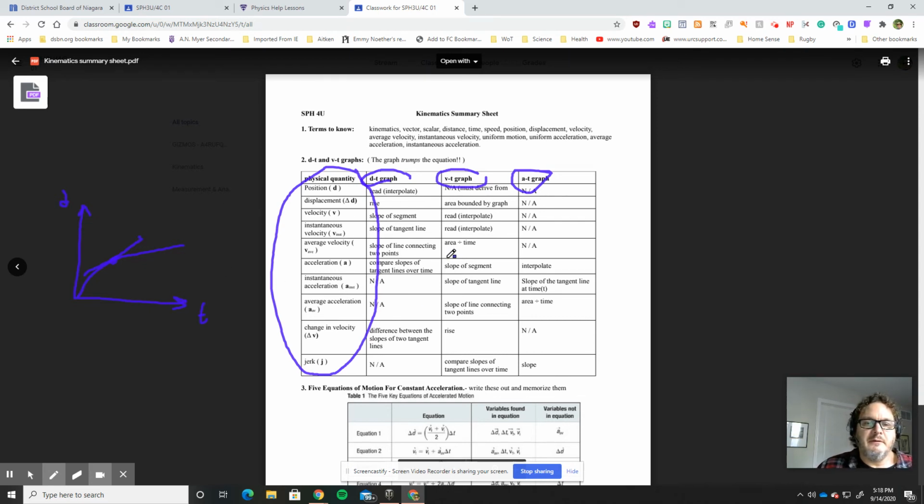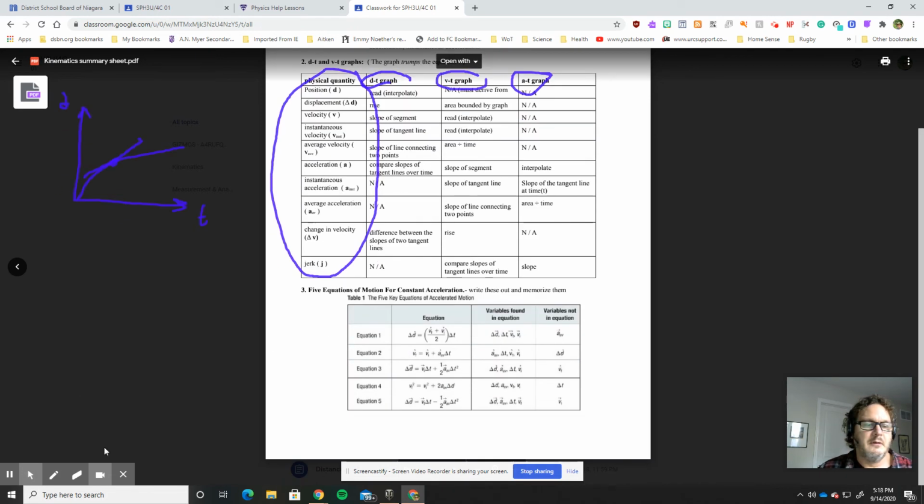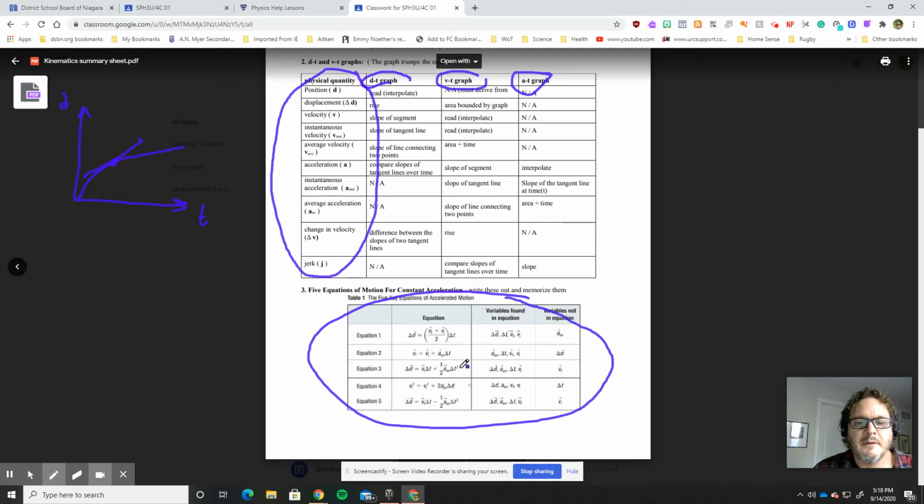So basically, if you go over this, any of these physical quantities you want to find, it tells you how to find them from various graphs. You notice that the VT graph has the most information on it, so we're going to spend the most time with that. Eventually, the VT graph will lead to these 5 equations of motion. You don't have to worry about those yet. We will be looking at those probably in the next section. I don't think we'll get to it in my next lesson.